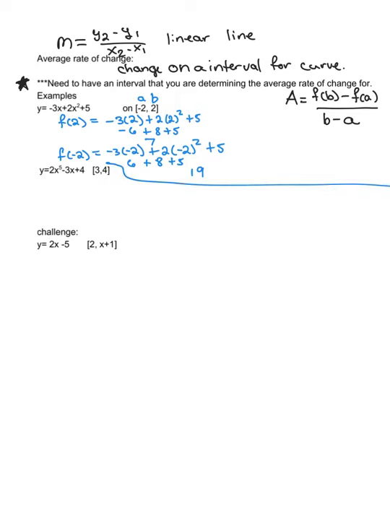Now we can apply the formula. So the average rate of change is going to be 7 minus 19 over 2 minus negative 2. So 7 minus 19 is a negative 12, and 2 minus a negative 2 is 4. So my average rate of change is a negative 3. And that is how you do average rate of change.